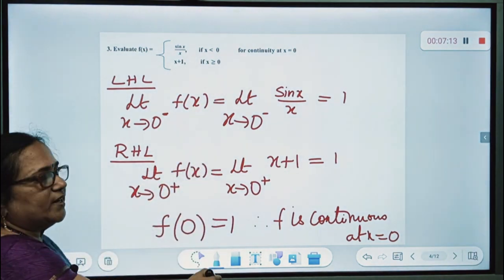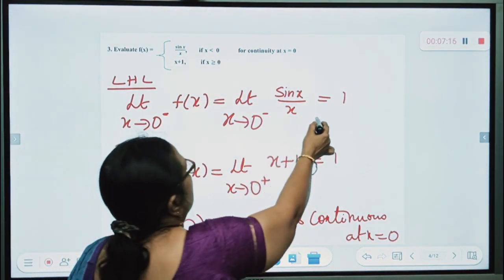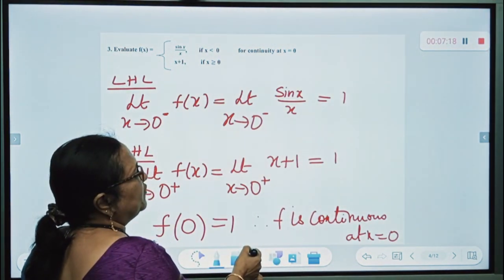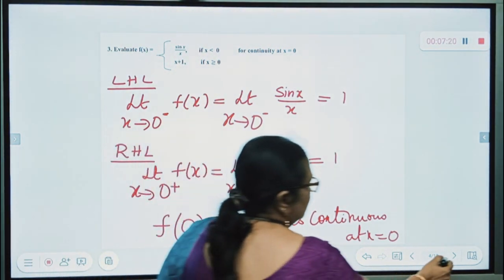And we have also proved it is continuous, because the left hand limit, the right hand limit, and the value of the function are all equal to 1.